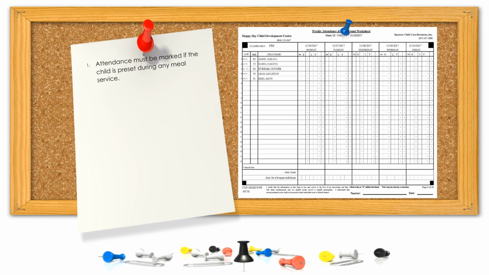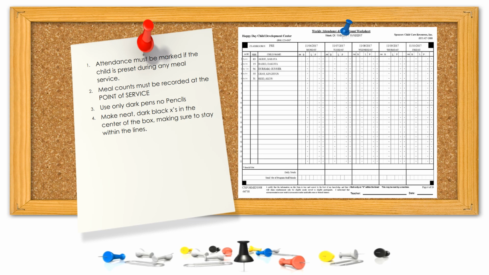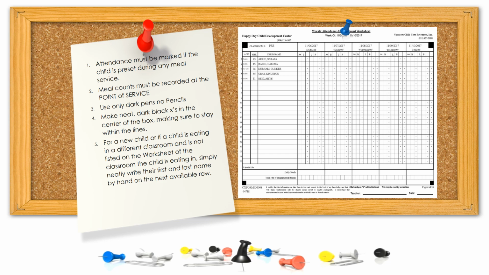Attendance must be marked if the child is present during any meal service. Meal counts must be recorded at the point of service. Use only dark pens, no pencils. Make neat dark black X's in the center of the box, making sure to stay within the lines.